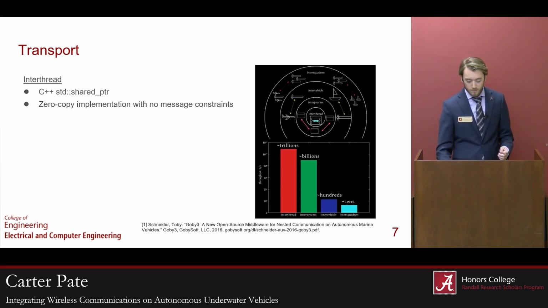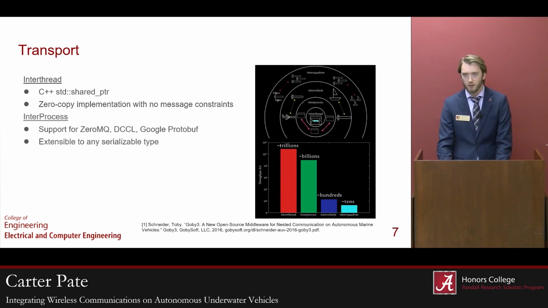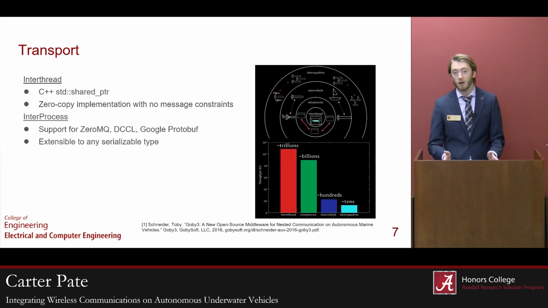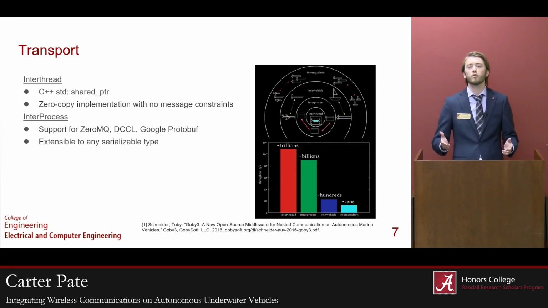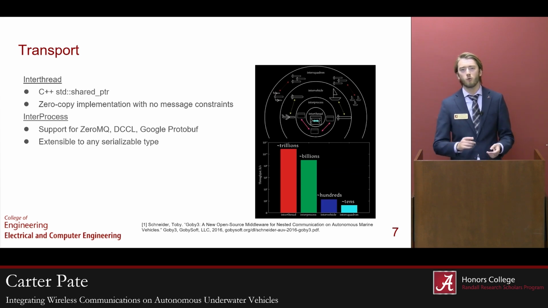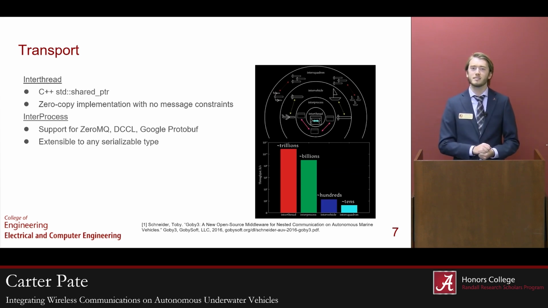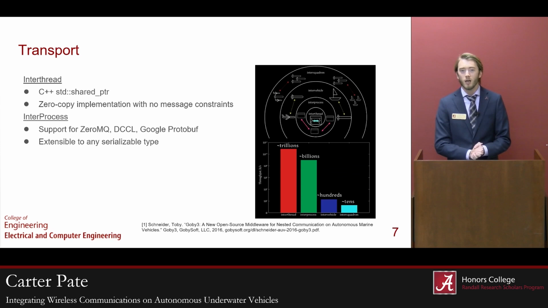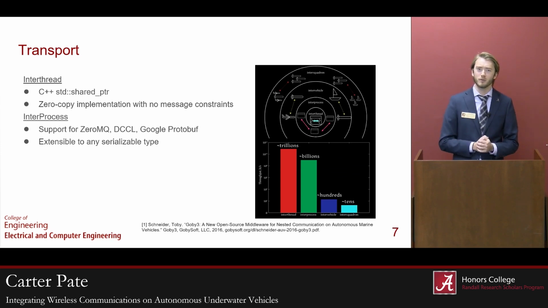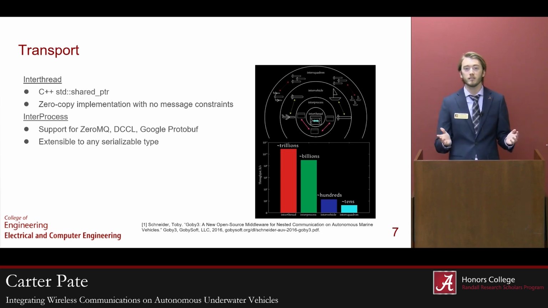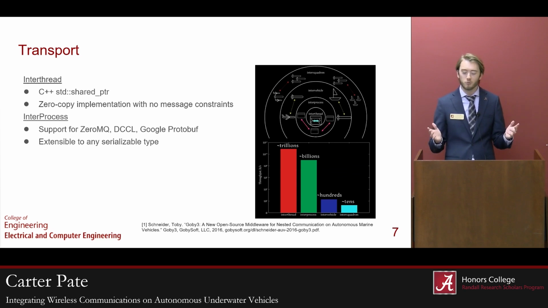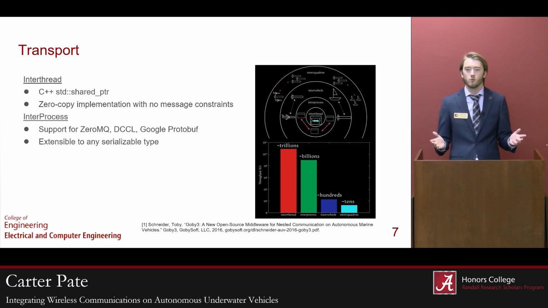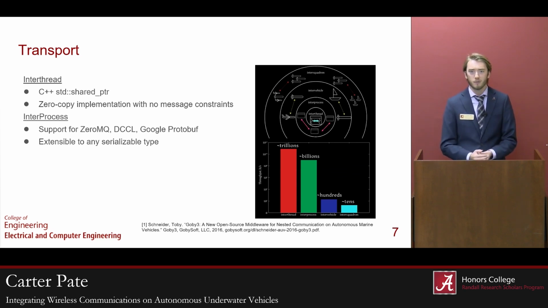On the inter-process layer, the keyword is options. By default, messages are passed through Google Protocol Buffers, or protobuf for short, but Gobi has support for ZeroMQ and DCCL right out the gate as well. But here's where that bring-your-own attitude really shines, because if those don't suit your needs, you can extend the inter-process application to any serializable data type.